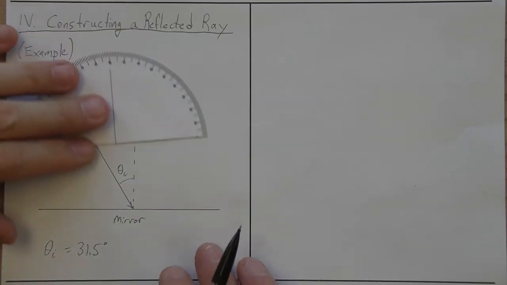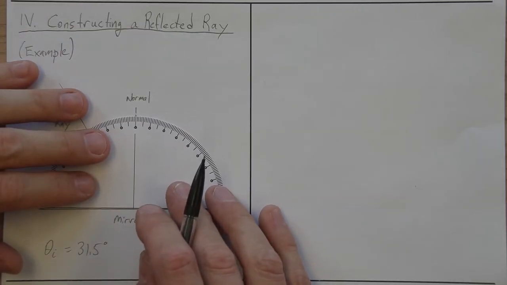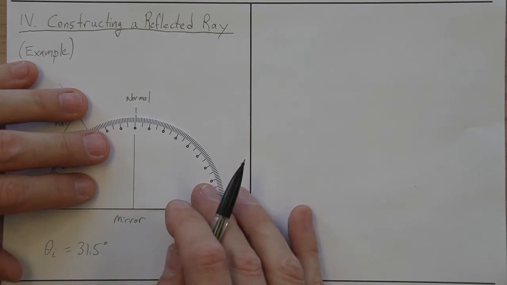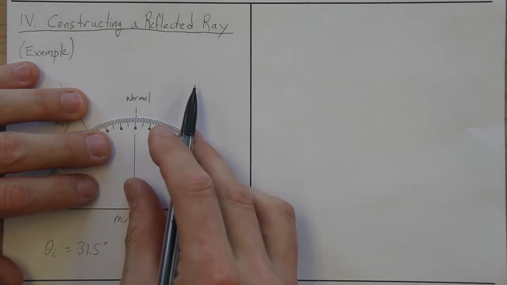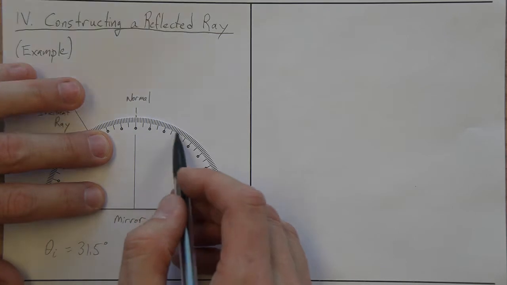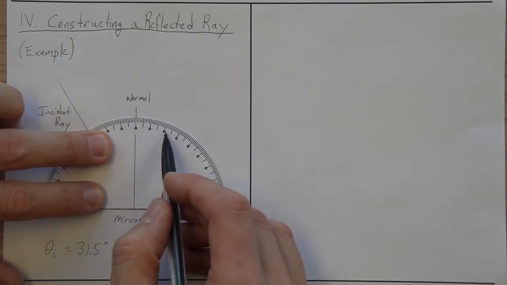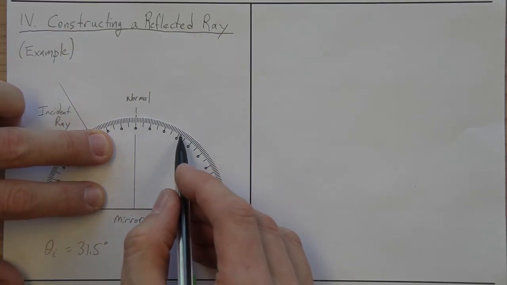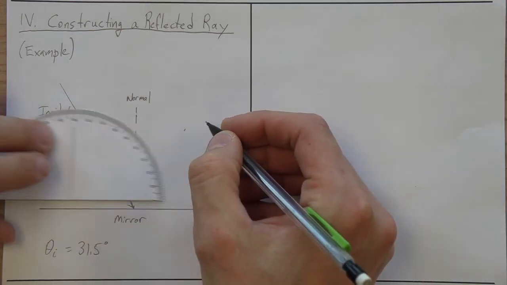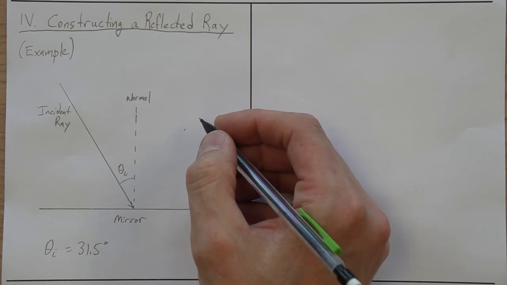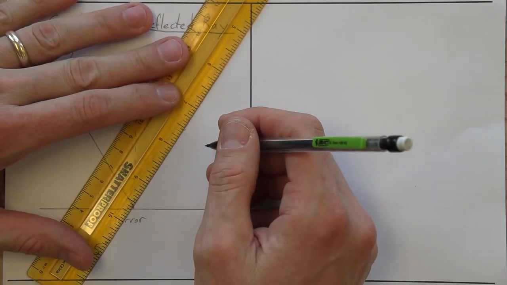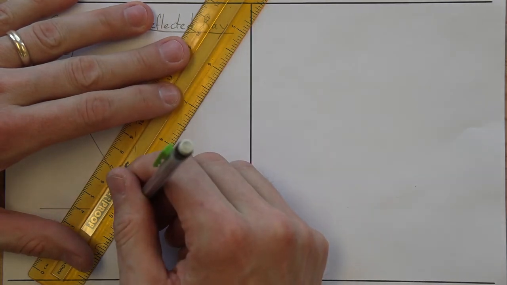All right, now I have to construct a reflected ray. Maybe I should have just left the protractor there, because I'm going to take this line with the normal, and I'm going to go 31.5 degrees the other way. 10, 20, 30, 1.5. I'll put a little mark right here. There. And now I will use my ruler to construct that ray.